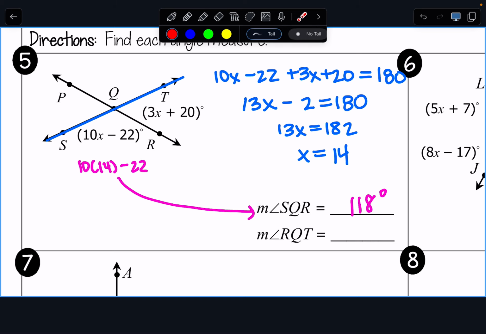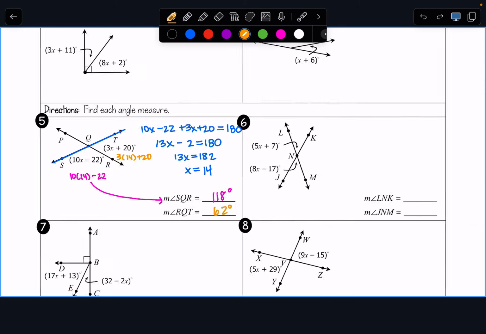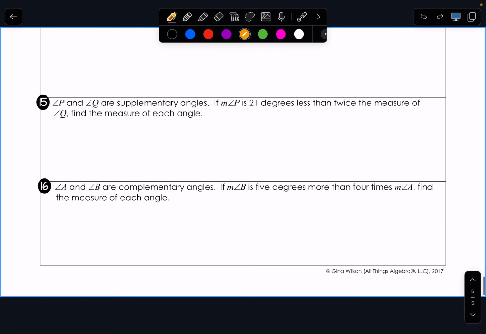And then if I want RQT, then we're going to put 14 into 3x plus 20. Which even without doing that math, we know would have to be 62 if we know that these two are supplementary, right? Okay, so when we put in 3 times 14 plus 20, we better get 62 because these two need to add up to 180.